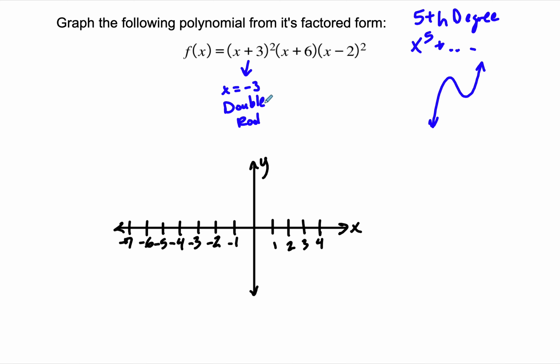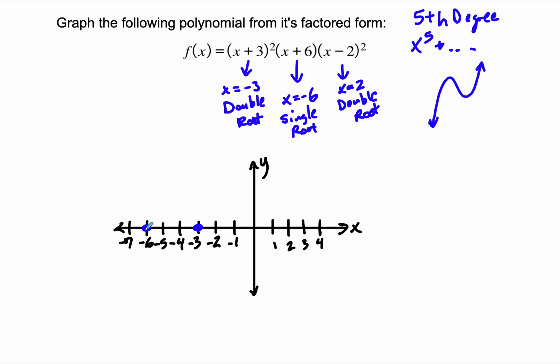Then we have at x equals negative 6, that's going to be a single root or a distinct root. So let's put a single root here. Okay, and then at x equals 2, remember I'm setting each one of these equal to 0, I have a double root as well. Okay, so now I want to plot all of those x-intercepts here so that I can draw the graph.